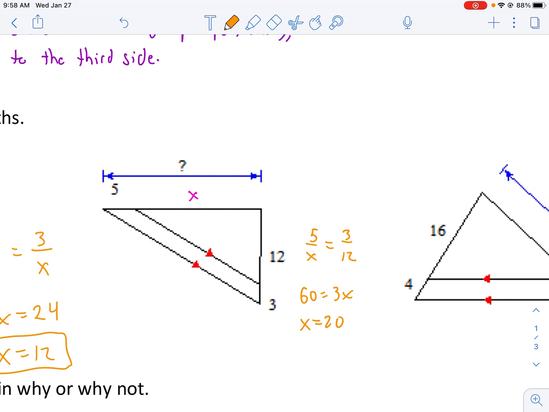But that's just this length. We want the whole length, so you have to add x to 5 and get 25 for our answer for question mark.